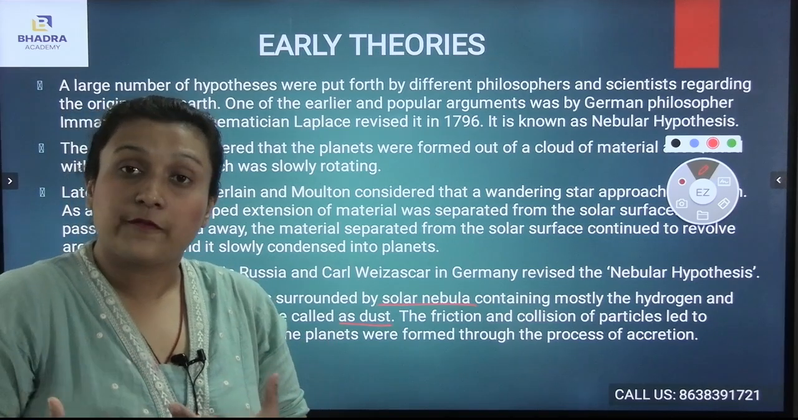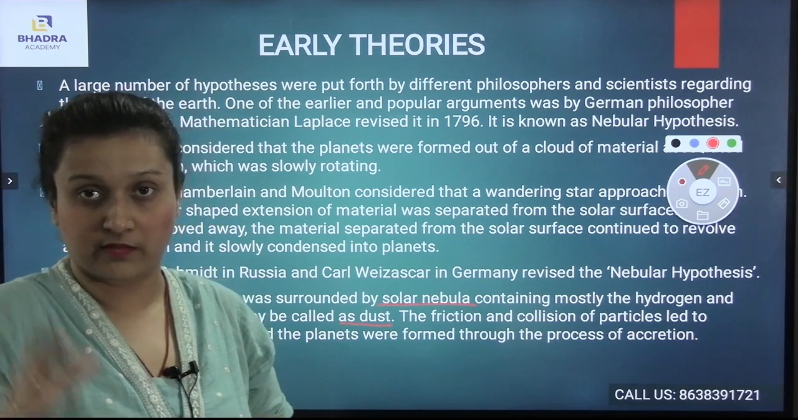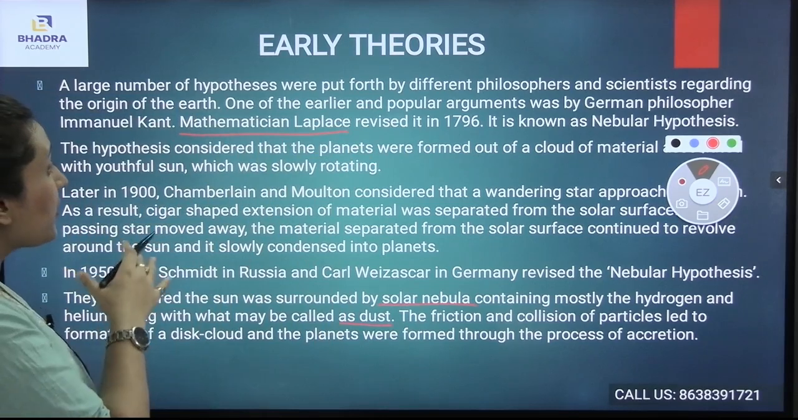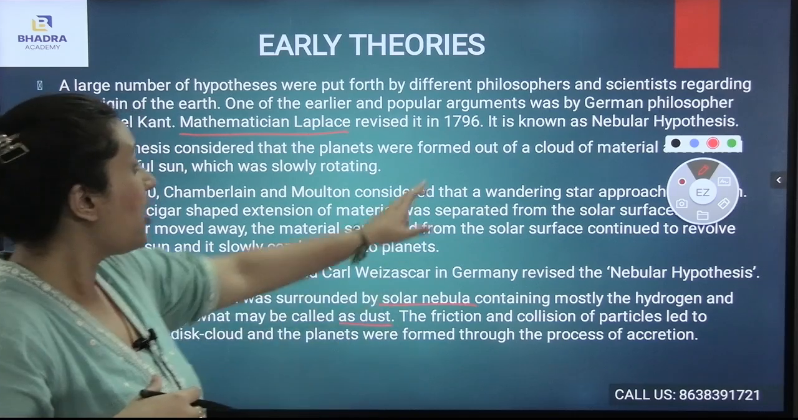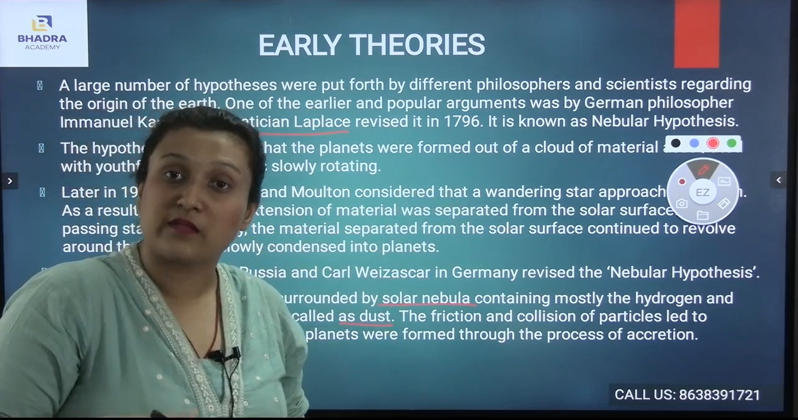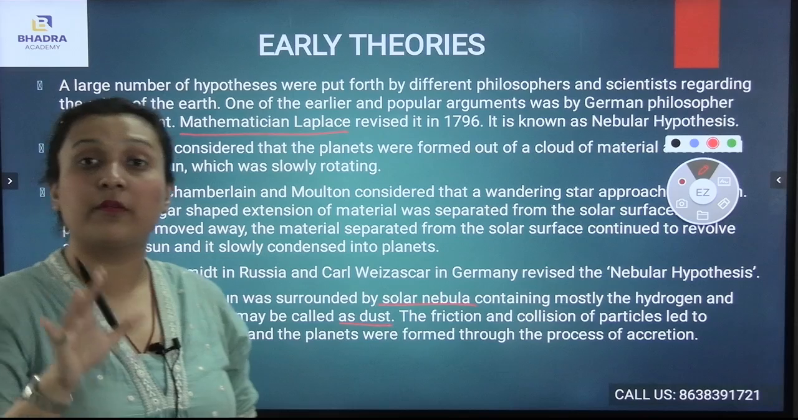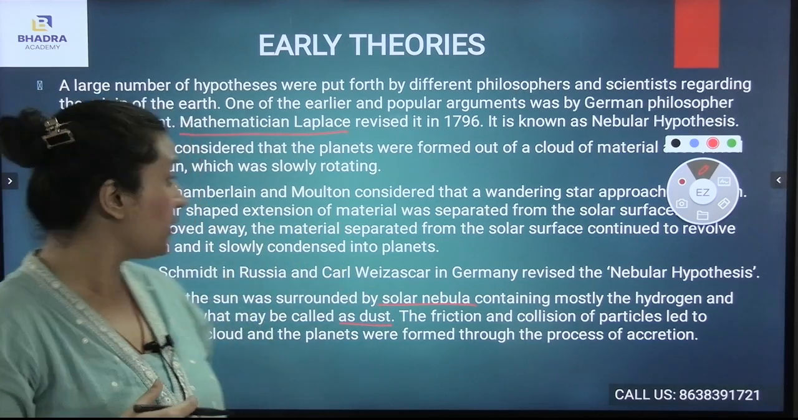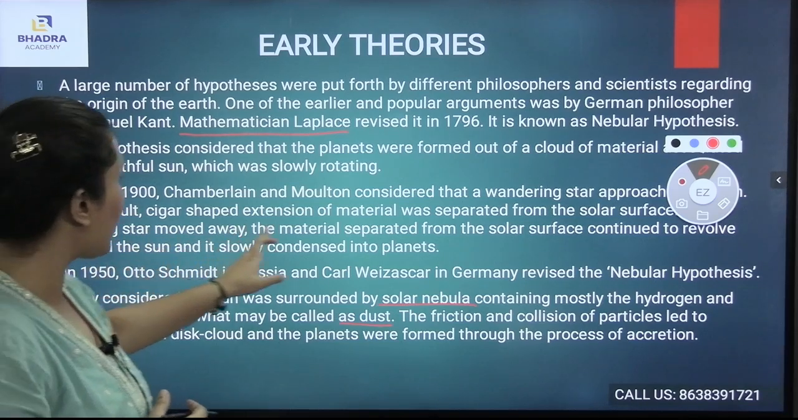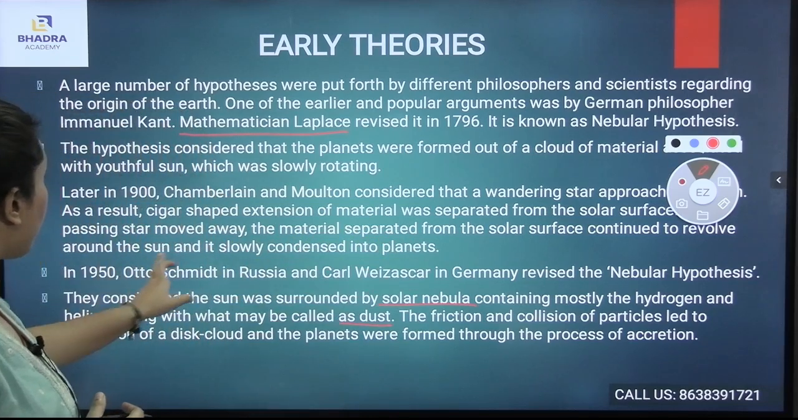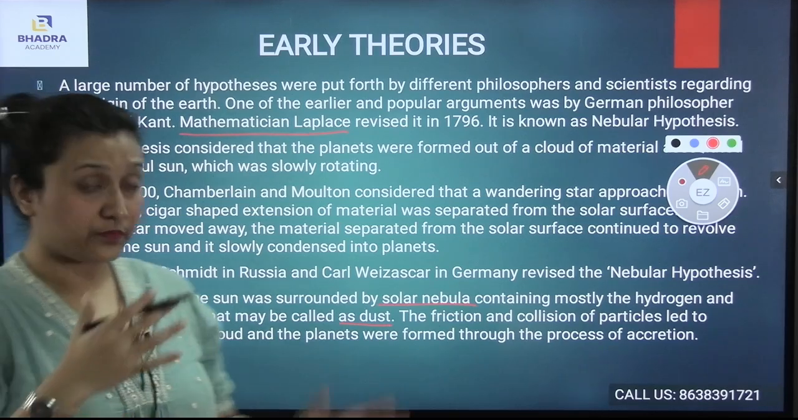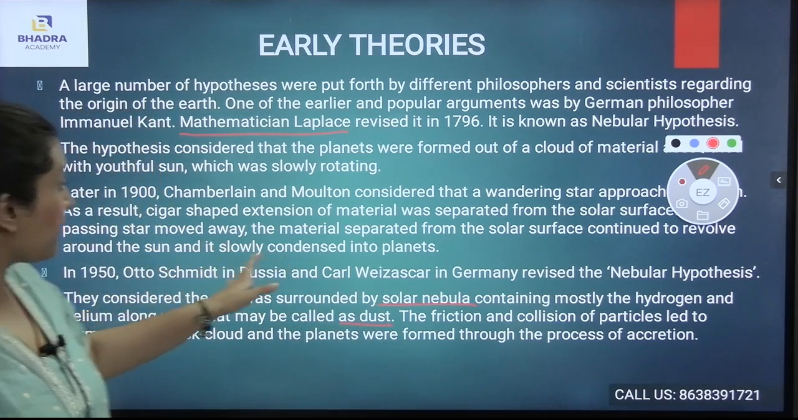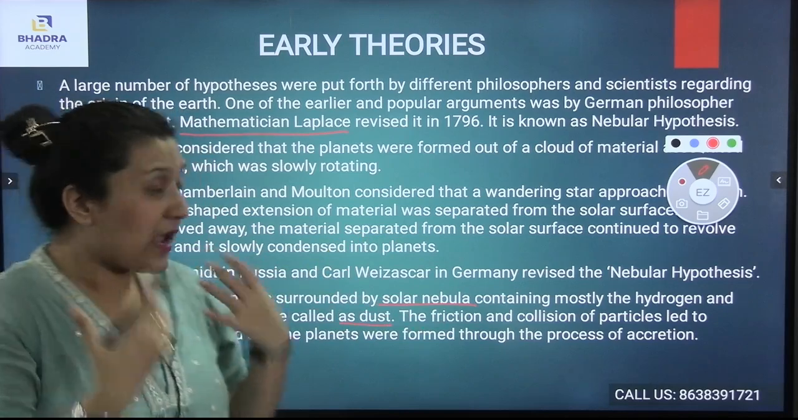Now you see, these are the different theories given by different philosophers and scientists. First, the nebular hypothesis was given by the mathematician Laplace, according to which all the planets and the stars are created from cloud-like material. And again in 1900, Chamberlain and Moulton regarded the wandering star. As a result, the cigar-shaped extension of the material was separated from the solar surface. The passing star moved away, and the separated material continued to revolve around the sun and slowly condensed into the planets.